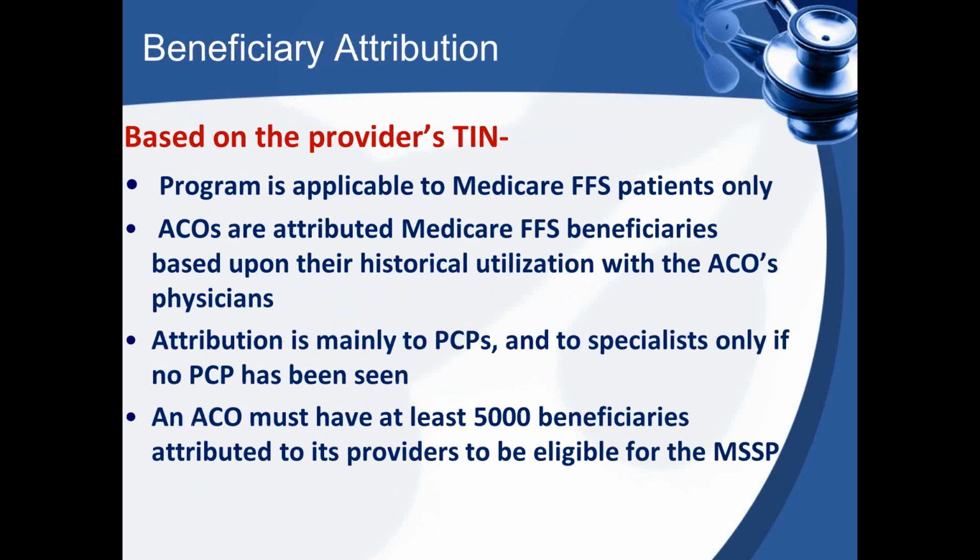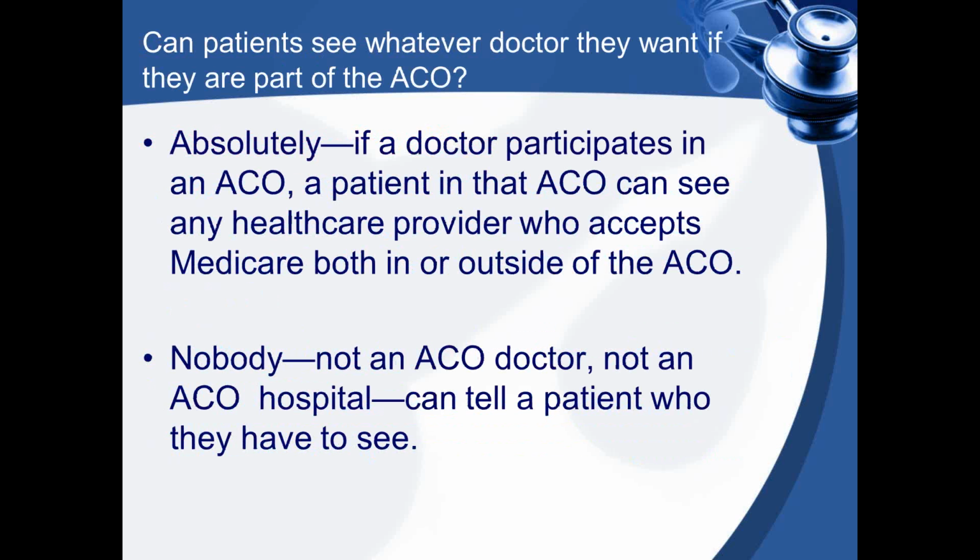Beneficiary attribution is based on the provider's TIN again. As we said, just to summarize, the program is only applicable to Medicare fee-for-service, not Medicare Advantage patients. ACOs will be granted beneficiary attribution based on the historical utilization of these beneficiaries, but the attribution is mainly to primary care physicians unless specialists are the only ones that have seen the patient. The key is you have to have at least 5,000 attributed lives to be eligible for MSSP.